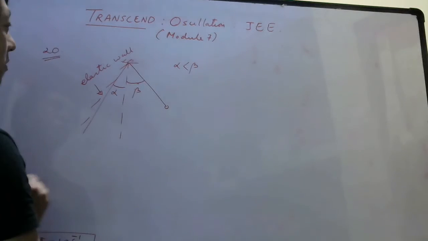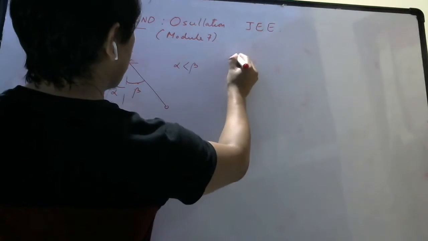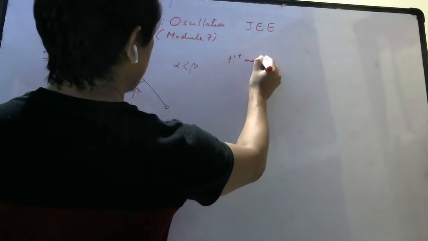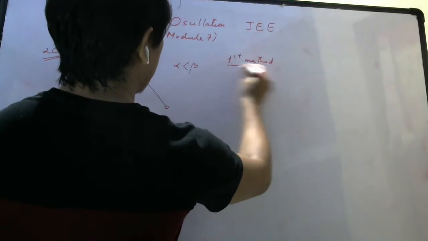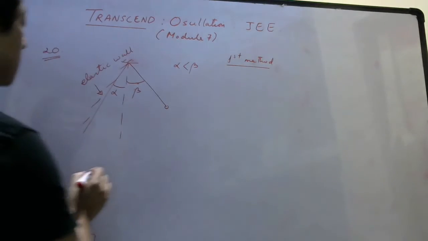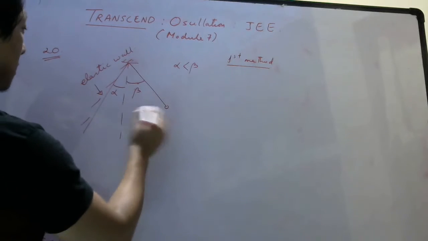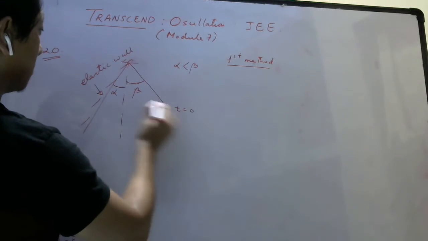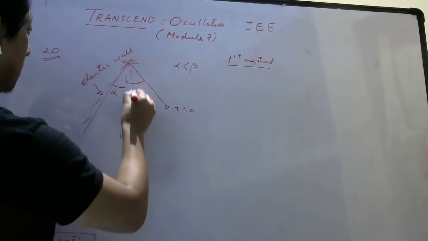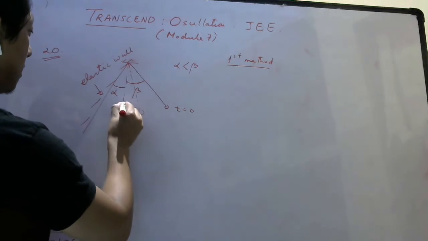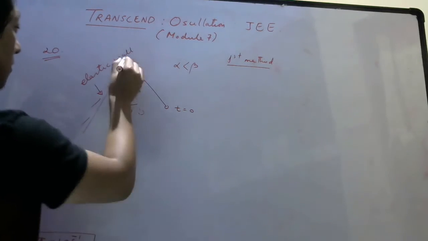Then how do we solve this problem? So there are two methods. The first method makes use of trigonometry. So here you can see, let us say this is at time 0, right? So let's say at some instant it is here. At that time it makes an angle theta with the vertical.